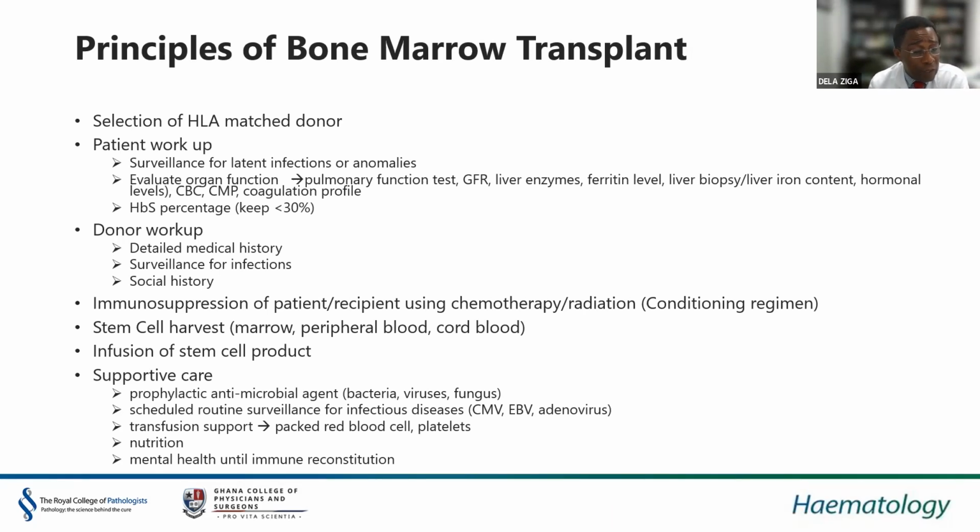The product is infused on the day of the transplant, and after that, supportive care is provided until the stem cells engraft. Typically, 14 days post-infusion for peripheral stem cells, a little bit later for bone marrow, and cord blood has a delayed engraftment because of the paucity of stem cells and naive T cells.